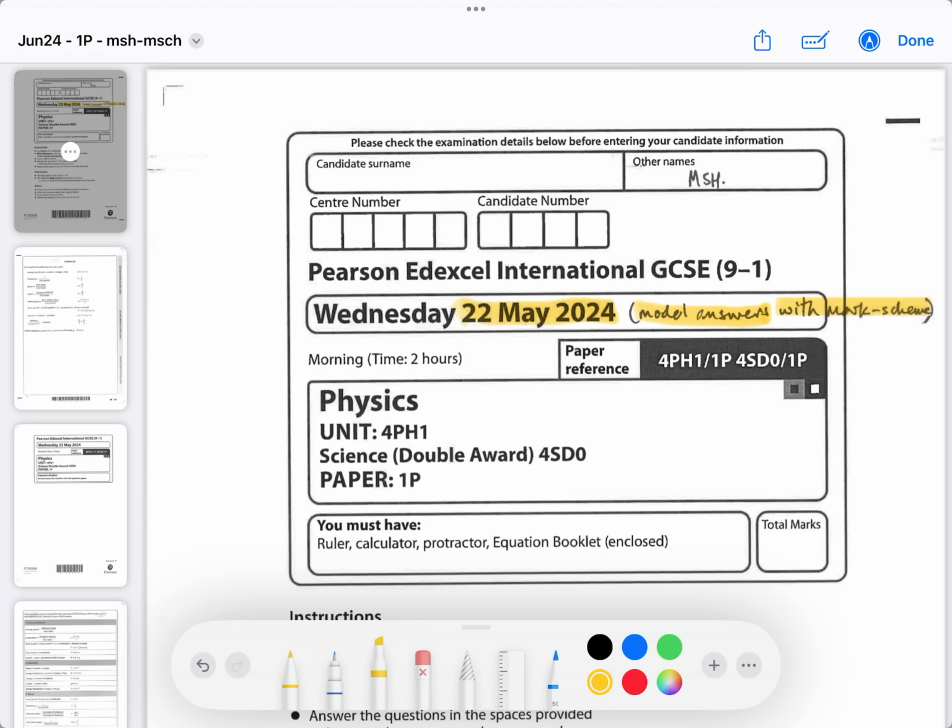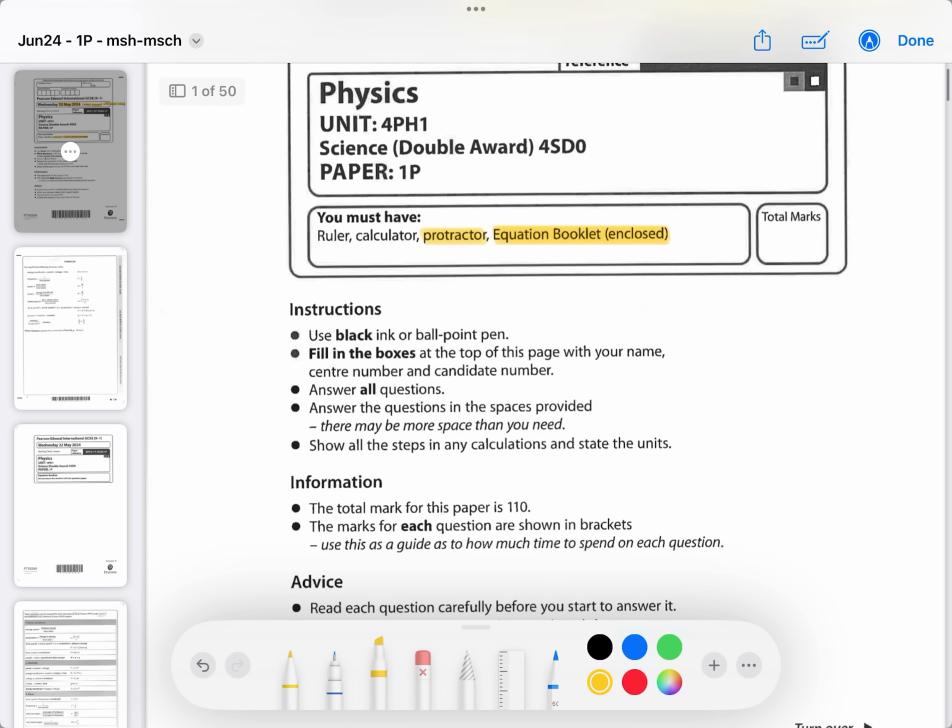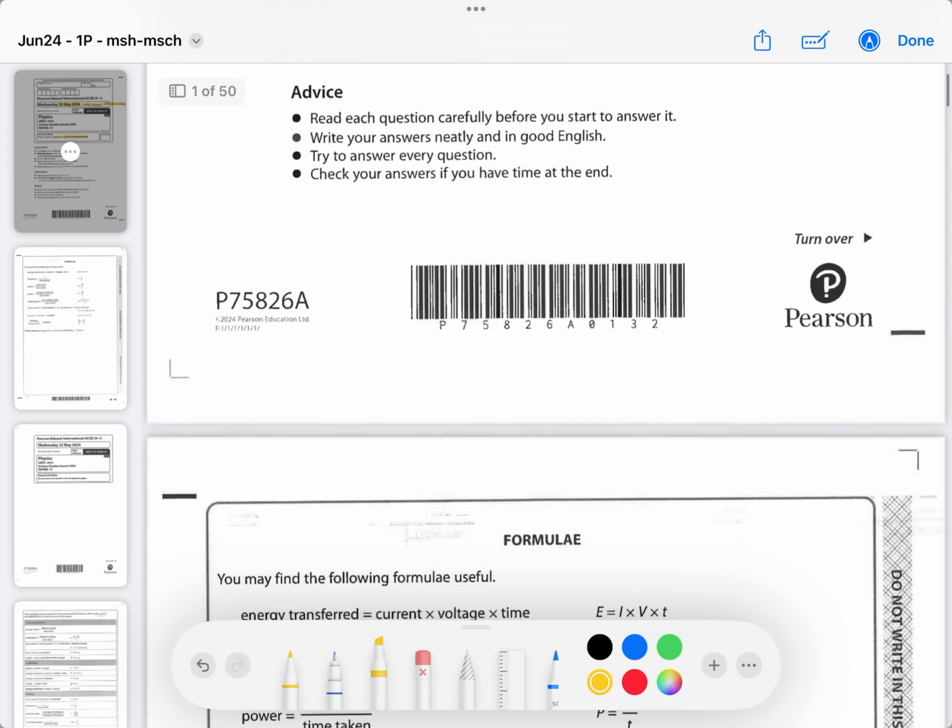Okay, so remember, for these exams, you need to bring your protractor if they ask you to measure any angles, and you need to know how to use a protractor. Obviously you need a calculator, and they're going to give you an equation booklet, which they've started giving since COVID. So you don't have to remember your equations, but you need to know how to use them and how to change the subject of the equation. Obviously you also need a ruler.